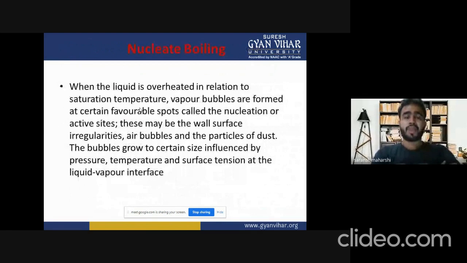Now we will discuss liquid boiling. When the liquid is overheated in relation to the saturation temperature, vapor bubbles are formed at certain spots called the nucleation or active sites. These may be wall surface irregularities, air bubbles, and liquid bubbles. The bubbles grow to a certain size influenced by the pressure, temperature, and surface tension at the liquid-vapor interface.